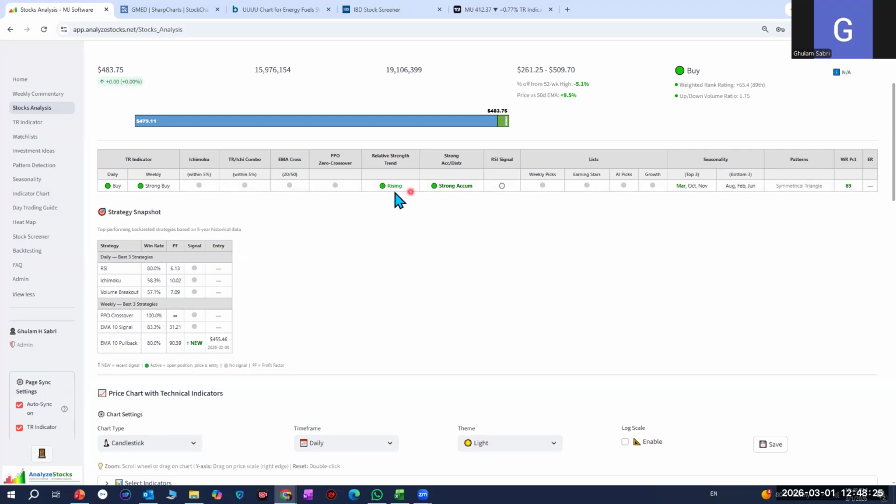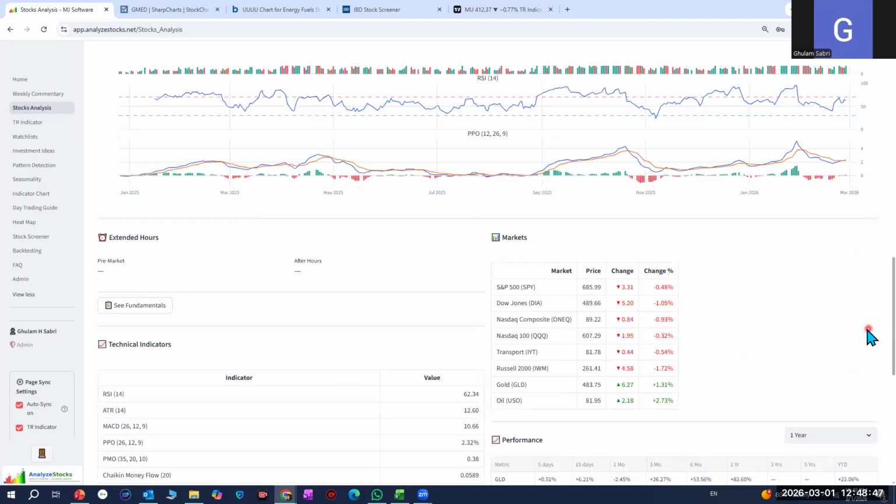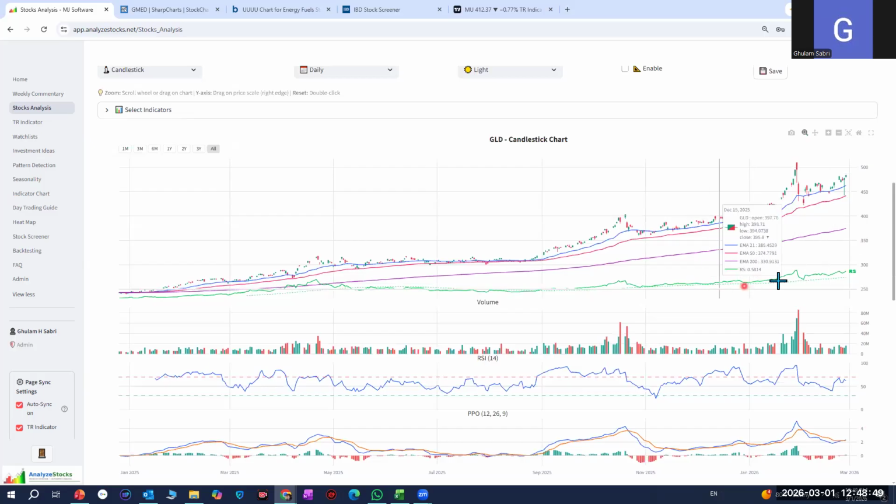Strong accumulation, relative strength trend is very good. The gold ETF, GLD, has beaten 89% of stocks, and at 5,700. March is one of the top months for the last 5 years for gold to perform. In all likelihood, gold is going to perform strongly during the month of March. You see, the RS line is continuously going up.